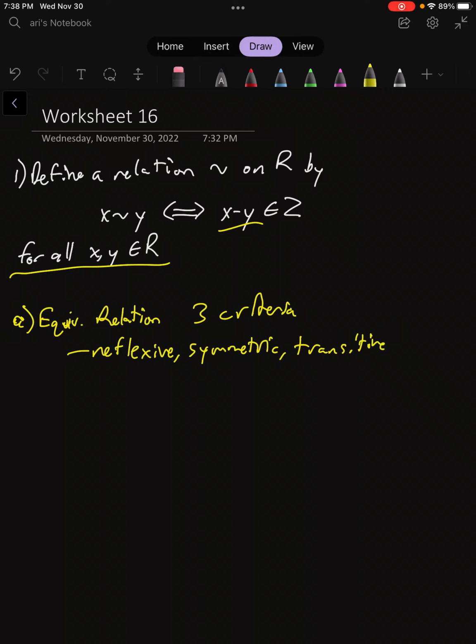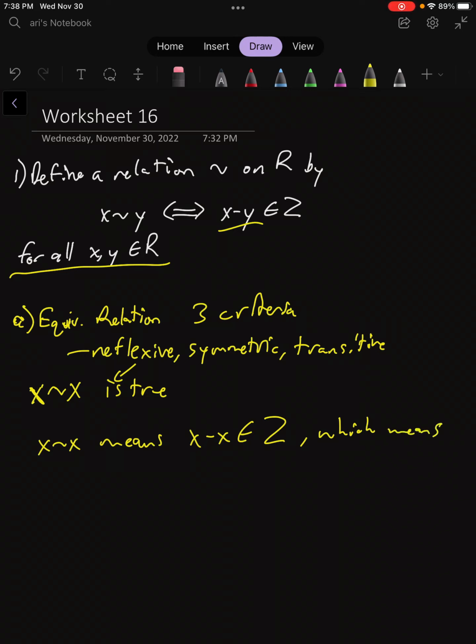Okay, so reflexive means x tilde x is true. That's reflexive. And we could show that by saying x tilde x means x minus x is an integer, which means 0 is an integer, which is true. Easy enough.